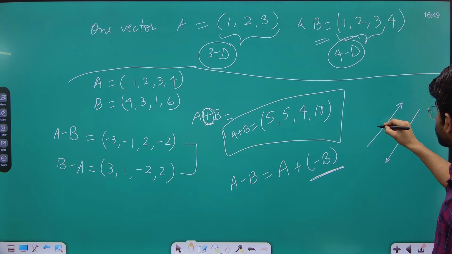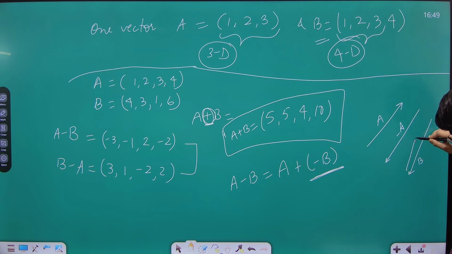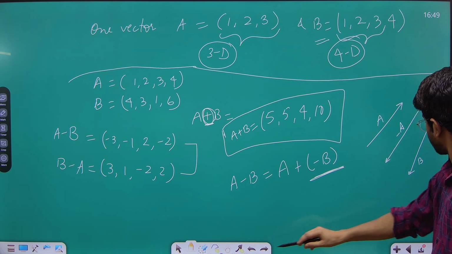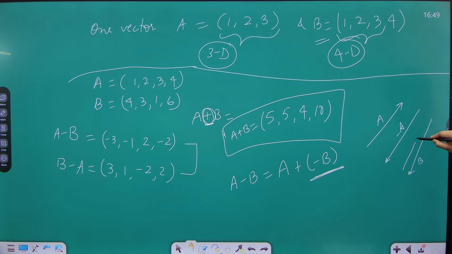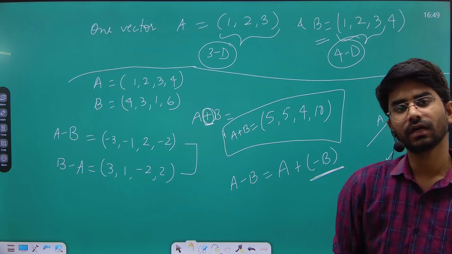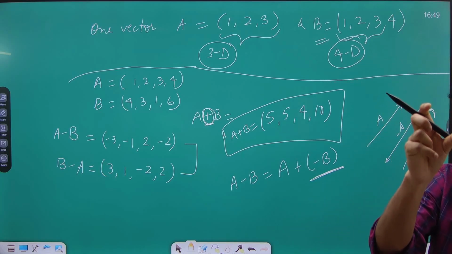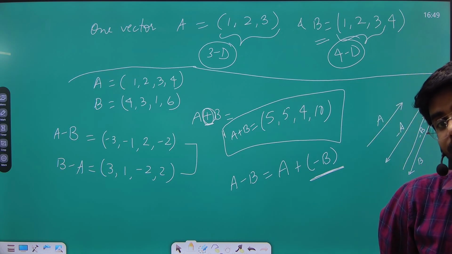So suppose this is vector A, then this is vector minus A. Suppose this is vector B, then in the same parallel fashion you will have another vector, minus B, but with the opposite sign. Just assume that these two vectors are parallel to one another but with a different sign, and the length of the two vectors would be the same.